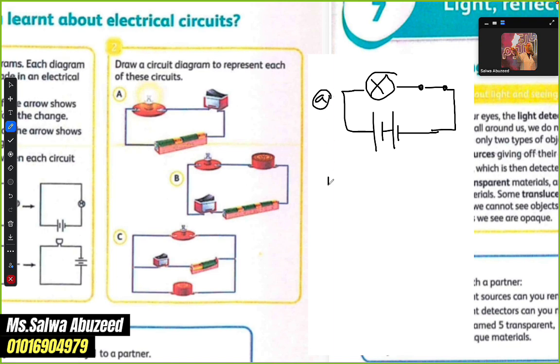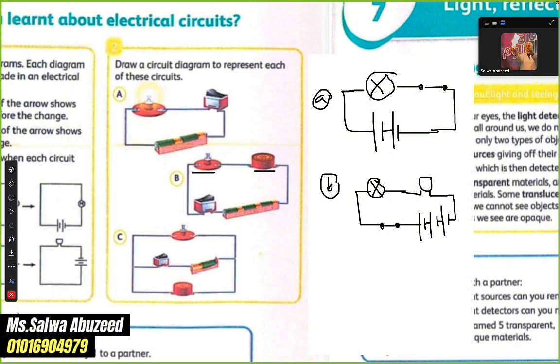Let's go to the second one. I have a lamp, I will draw it. Then I have a buzzer. Let's draw the buzzer, the upside down head Lego man. Then I have 3 cells. Let's draw it: 1, 2, 3. Then I have a closed switch. Okay?